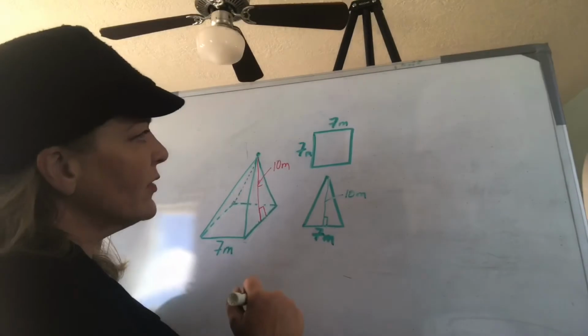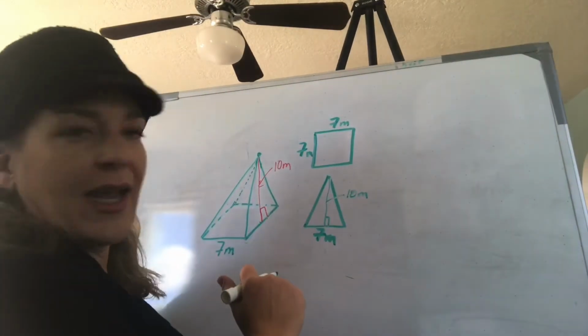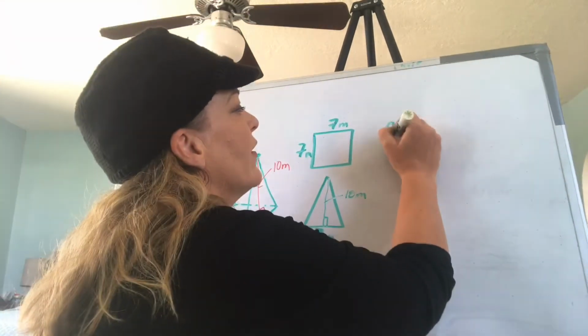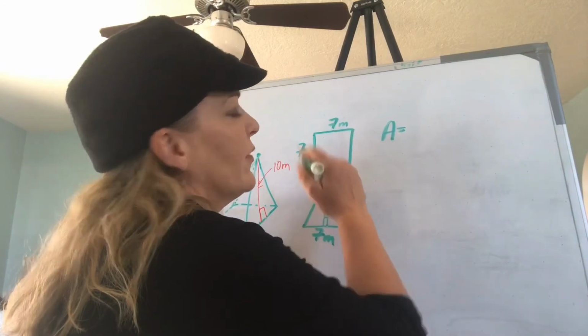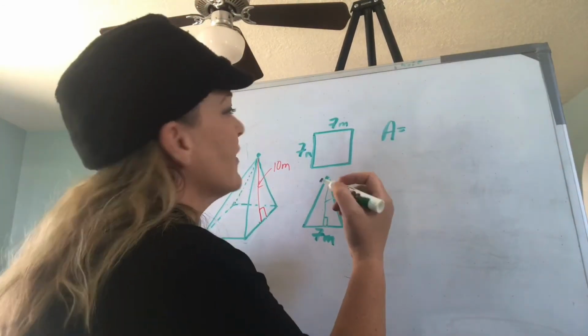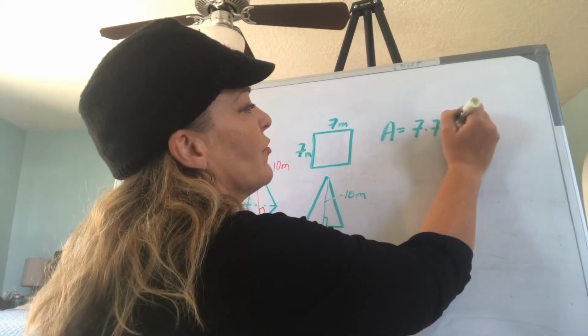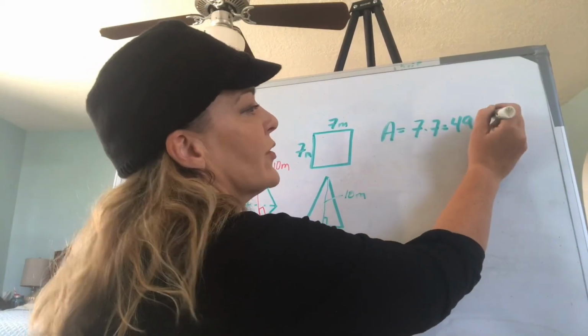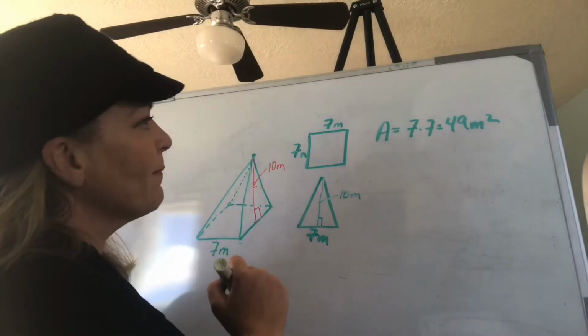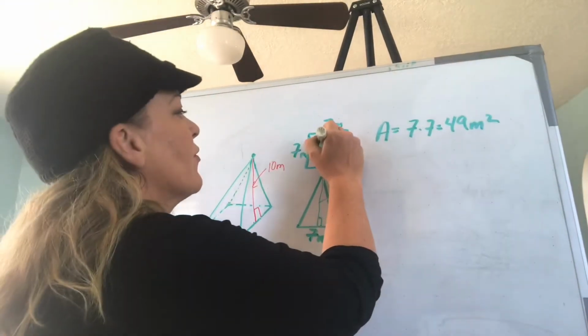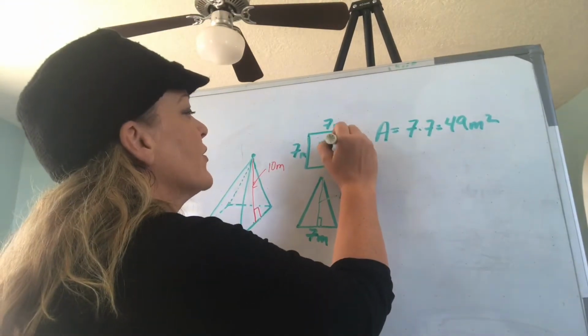So in order to do this one, I first have to calculate the area of that square. So the area of the square is base times height, or base times base. Length times length, doesn't matter. It's going to be 7 times 7, which is 49 meters squared. Okay, so that's this one here. I have 49 meters squared.